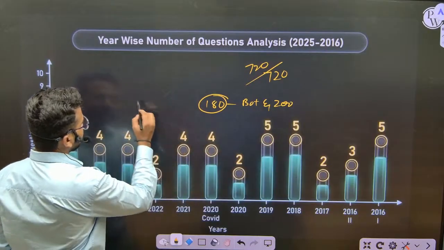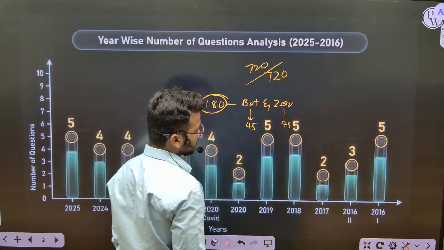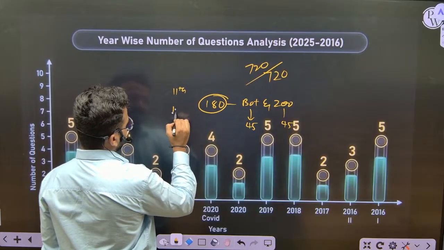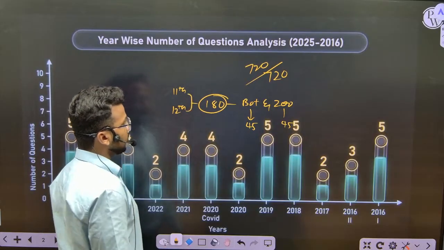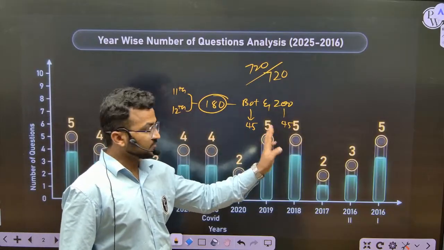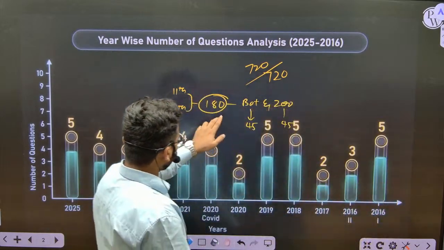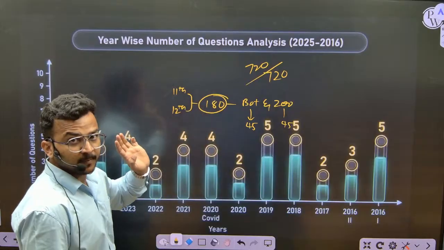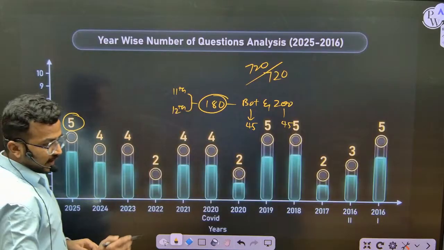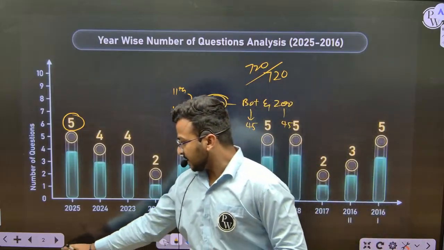In the sense of 180 marks, botany will have 45 questions and zoology 45 questions. This includes both 11th and 12th chapters of botany and zoology, 45 questions from here, 45 questions from here, so 90 questions will be asked. Here, 5 questions into 5 marks, you will get 25 marks from this chapter if you are thorough with the basics.